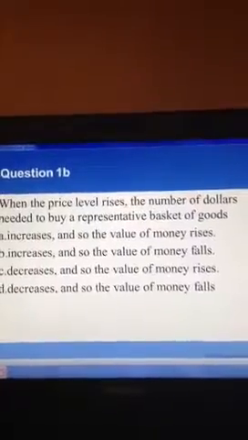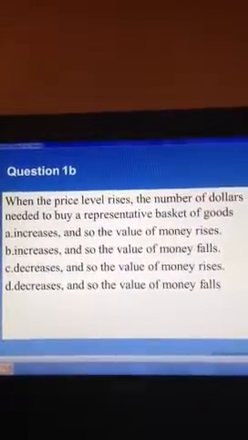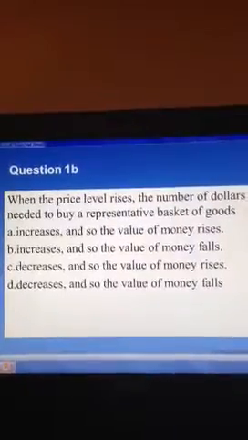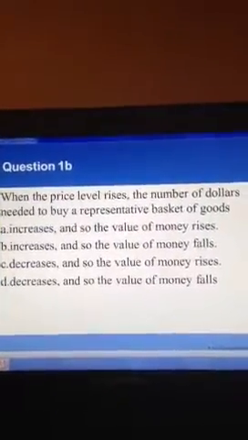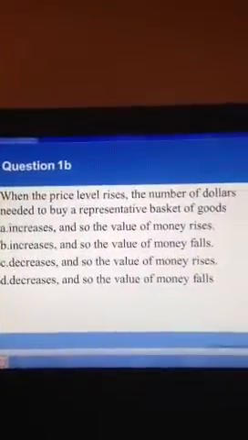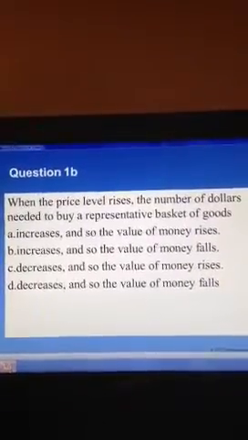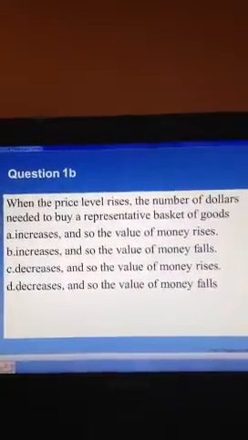So this is inflation. When the price level rises, you know that the basket of goods will increase. So you could eliminate C and D. So once the basket of goods increases, the value of money will fall. So this would be B, increases and that the value of money falls.